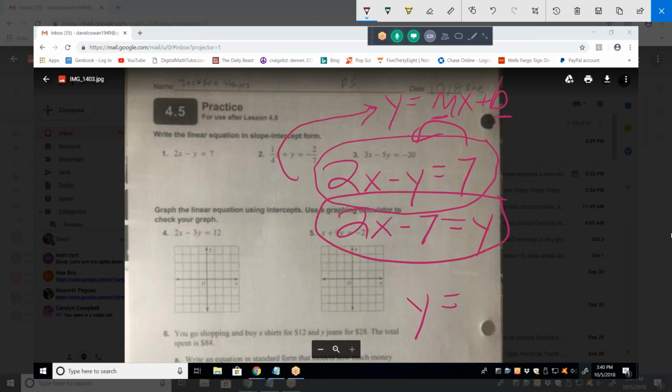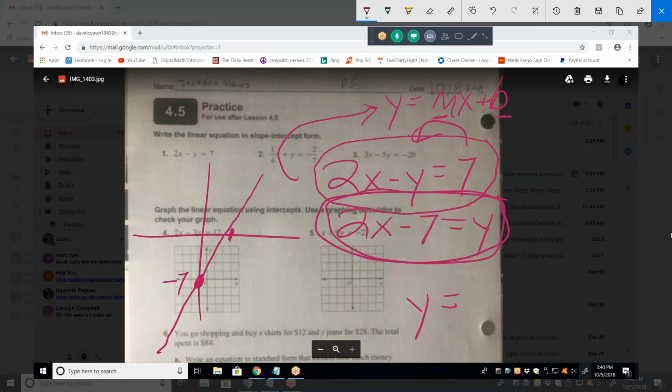That's in slope-intercept format. What's the slope? 2. What's the y-intercept? Negative 7. So if I'm plotting it, there's negative 7. That's one point. And then I've got a slope of positive 2, meaning I go up 2 and over 1 to the right. Then I connect that, and that's how I graph it. It didn't ask you to graph it, because all it asked was to put it into this format.